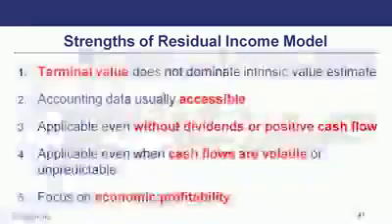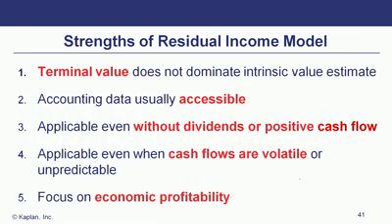So the strengths of the residual income model. You've got to know these for the word questions in your vignette. Terminal value does not dominate the intrinsic value because it's so front-loaded, right? Most of the value is coming from that book value per share up front. Accounting data is typically accessible, because for book value per share you could just take the equity and divide by the number of common shares. It's applicable without any dividends or positive cash flow, and applicable even when cash flows are volatile or unpredictable, because what we're looking at is return on equity against the book value and then the equity charge against the book value.